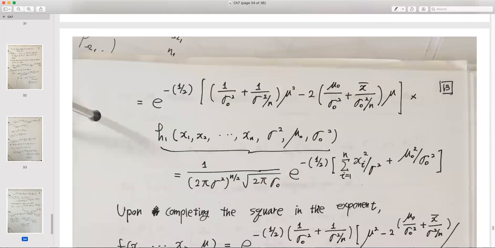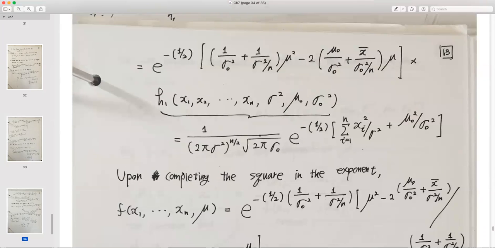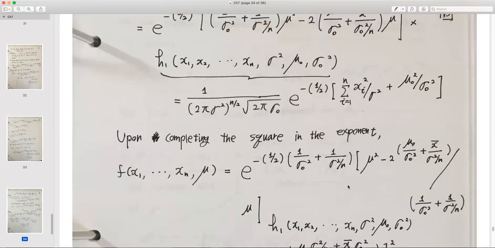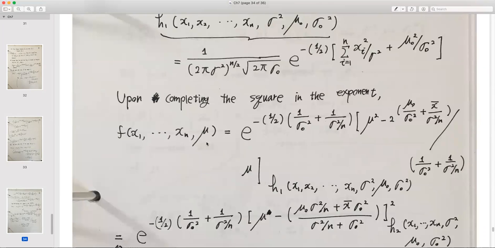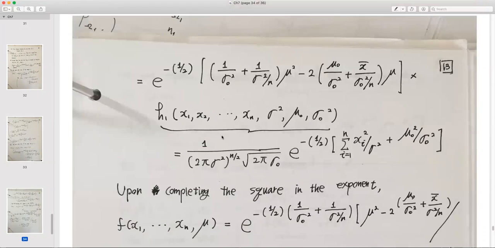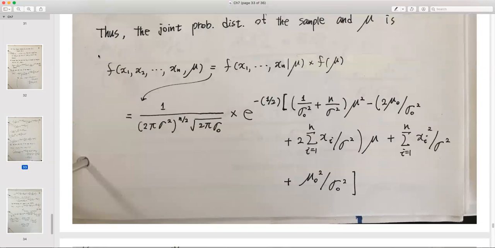And then, but what is this? Actually, this is this right there. Okay, it is this one here. And then upon completing the square in the exponent, second, the joint probability distribution of the sample and mu can be expressed as, so keep in mind we're just simplifying this one, okay? The joint probability distribution of sample and mu.